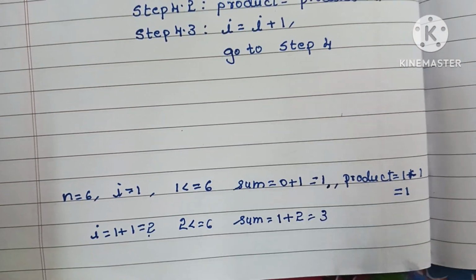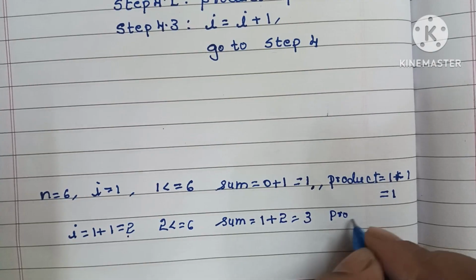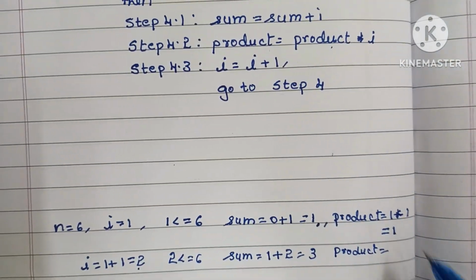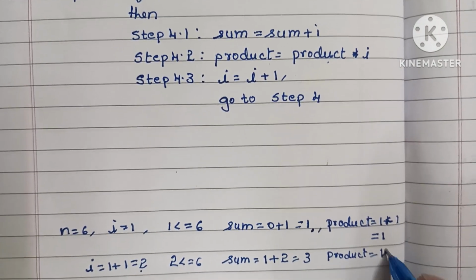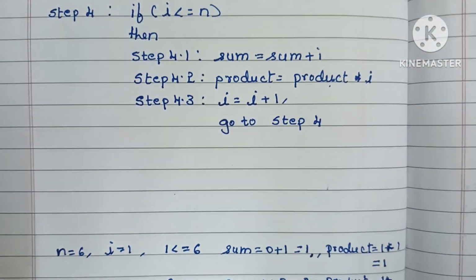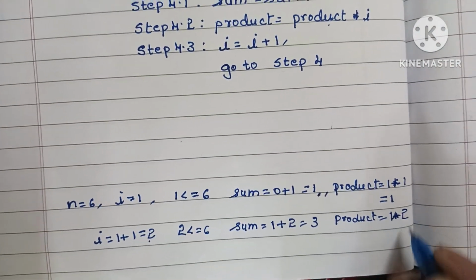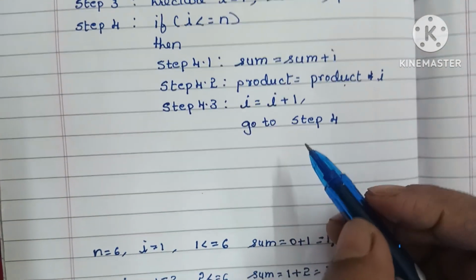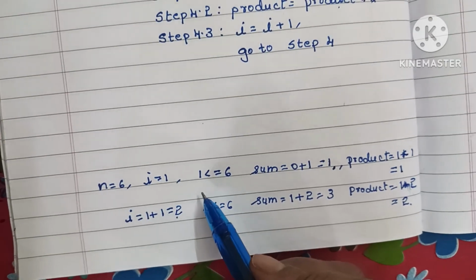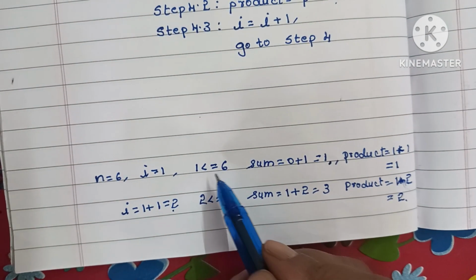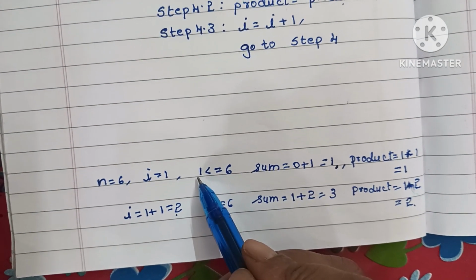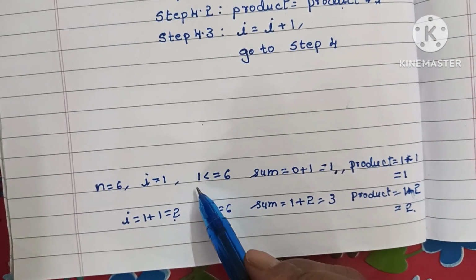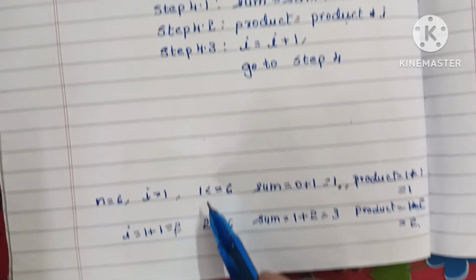So sum value becomes 3. Next, product. Product is equal to, our product is 1, right? 1 into I. I value is 2. So it becomes 1 into 2, 2. So it will repeat until I value is less than or equal to 6. So here if I value becomes 6, it will execute. Next, if I value becomes 7, 7 less than or equal to 6, this condition is false.